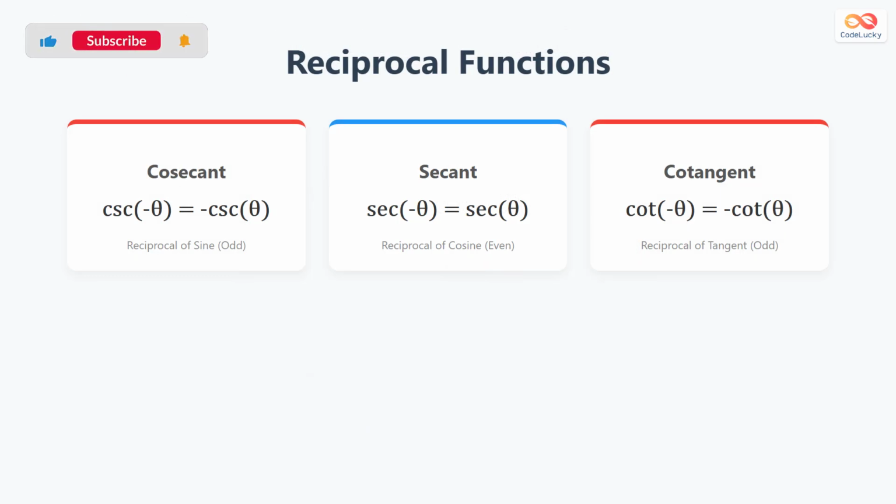The reciprocal functions follow their partners. Secant is 1 over cosine, so it is even just like cosine. Cosecant is 1 over sine, so it is odd. And cotangent is 1 over tangent, so it is also odd. Only cosine and secant are even, all the others are odd.